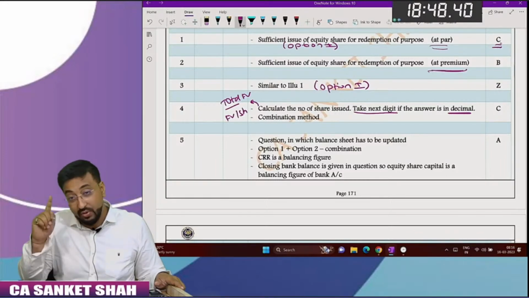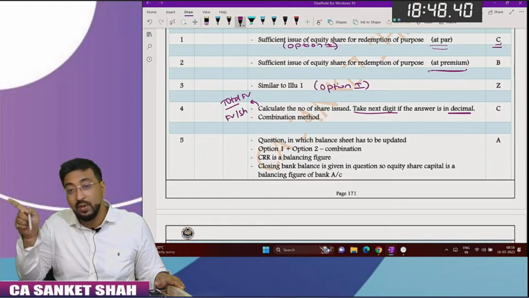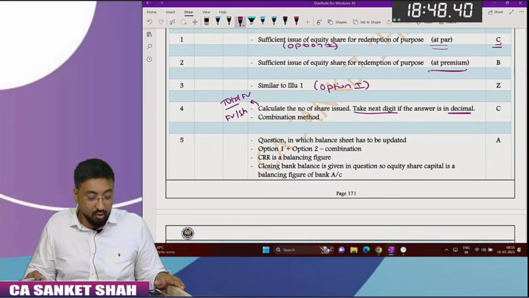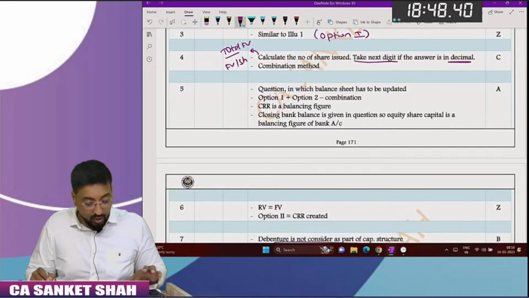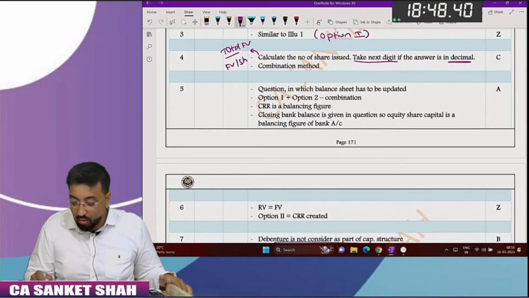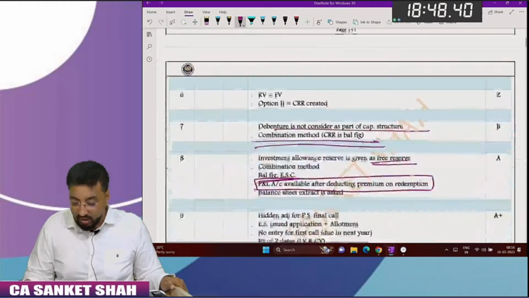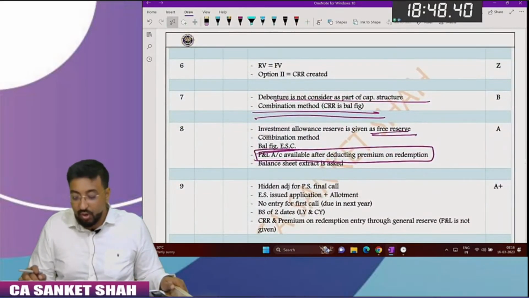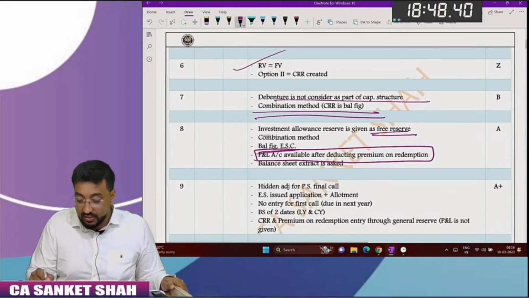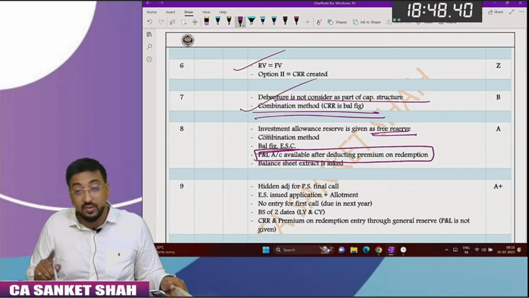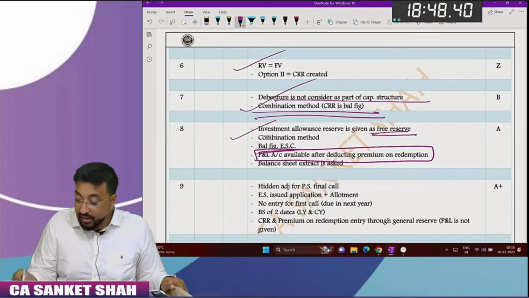डेसिमल्स वाला क्वेश्चन, तो 2222 उसको डेसिमल में कन्वर्ट किया तो बेटा 2222250 आया। उसके बाद ऑप्शन 1 ऑप्शन 2 we have written. ऑप्शन 1 ऑप्शन 2 में हमने कॉम्बिनेशन पार्ट किया, सीआरआर इज अ बैलेंसिंग फिगर था। ओके, सो 5 नंबर इज अ बैलेंस शीट। फिर 6 नंबर में बेटा आरबी इज इक्वल टू एफवी किया, ऑप्शन 2 सीआरआर क्रिएट किया, डिवेंचर्स किया था 7 नंबर में। सो ये सिंपल था, combination debentures is not considered, and this a category question में this one.